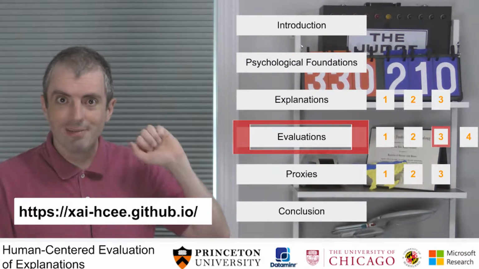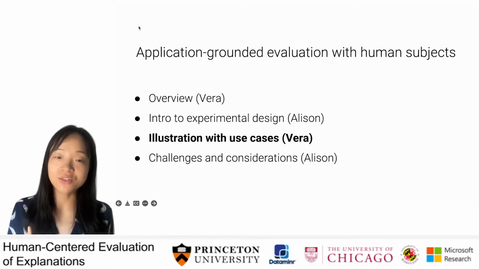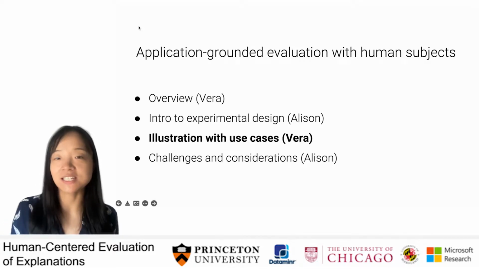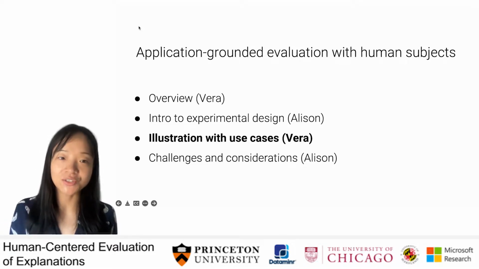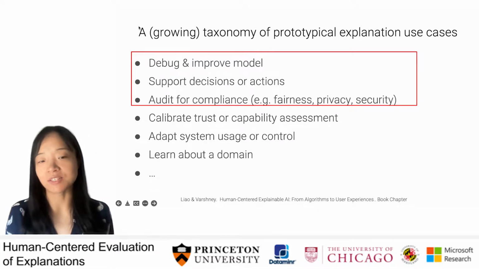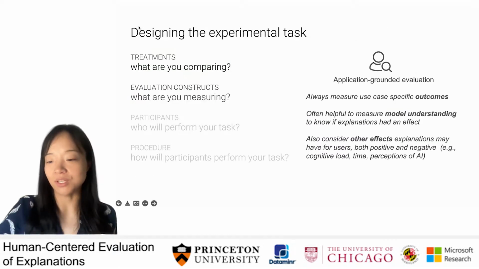You're currently here. Thanks, Allison, for the crash course. I will now apply what we've learned to some use cases to show how to design human subject studies to evaluate explanations. Recall the taxonomy of prototypical use cases of explanation I introduced earlier. I will focus on the first three.